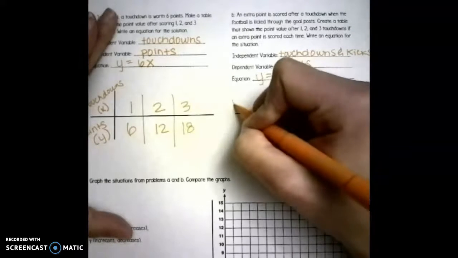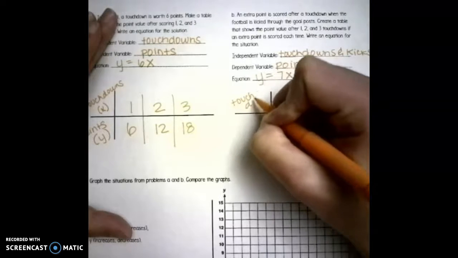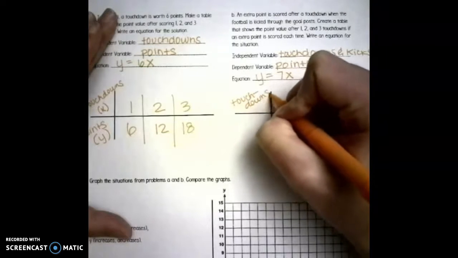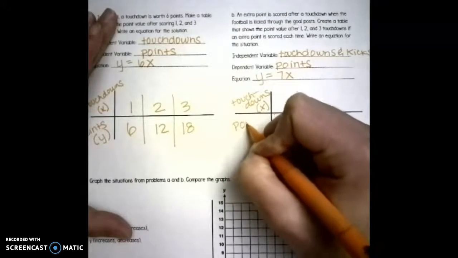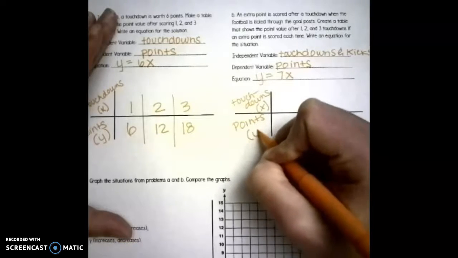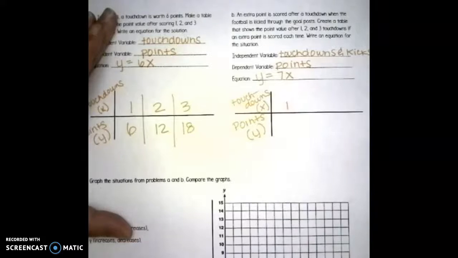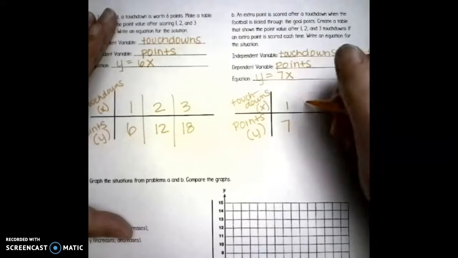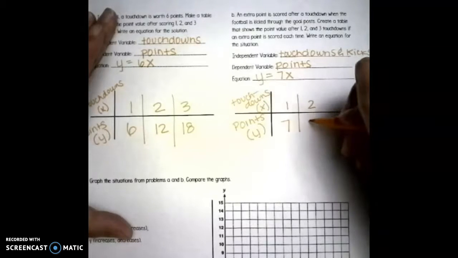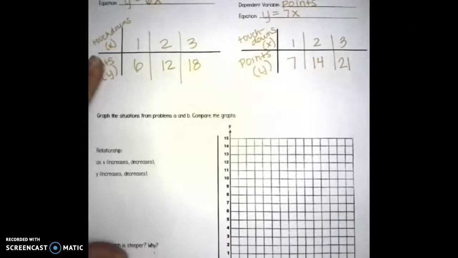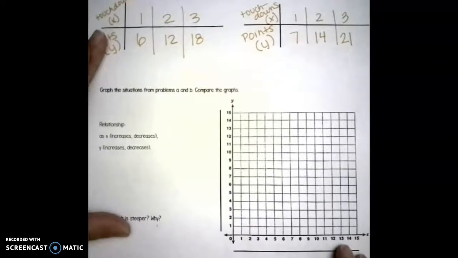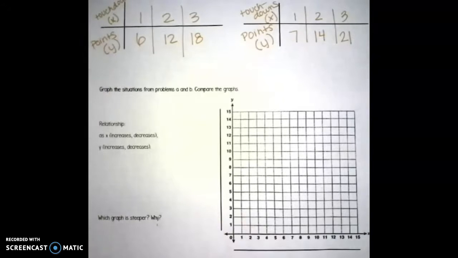Okay? So we have our touchdowns, which would be my x-axis, and then my points are dependent on that, so that's my y. Okay? If I make 1 kick with a touchdown, I get 7 points. If I get 2 kicks with a touchdown, that's 14 points. If I get 3 kicks with a touchdown, that's 21 points. Okay? All right, so graph the situations from problems A and B. Compare the graph.